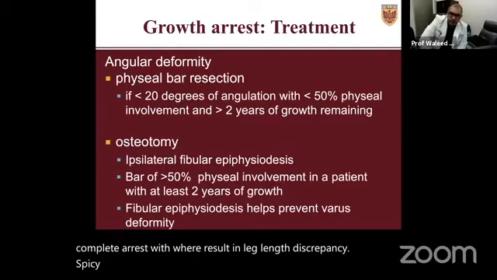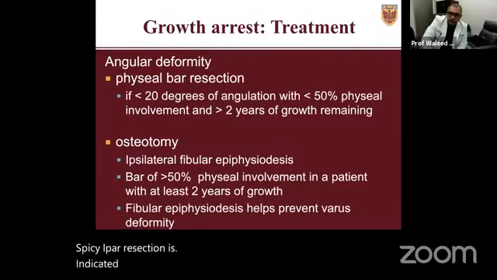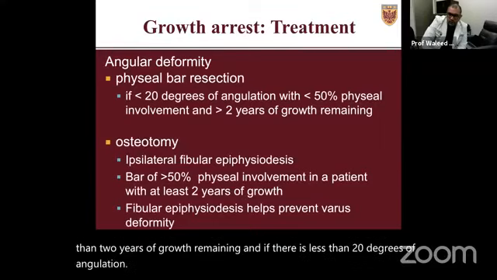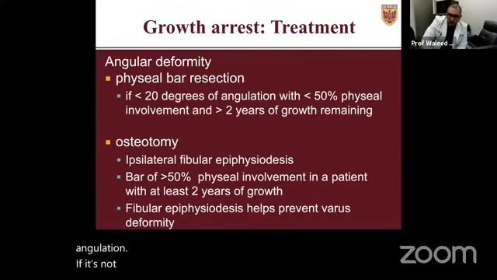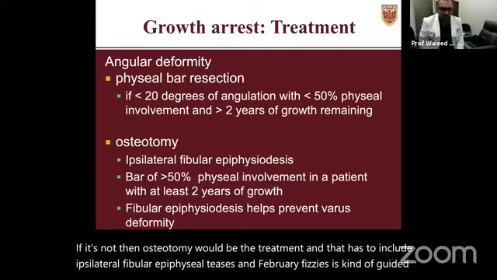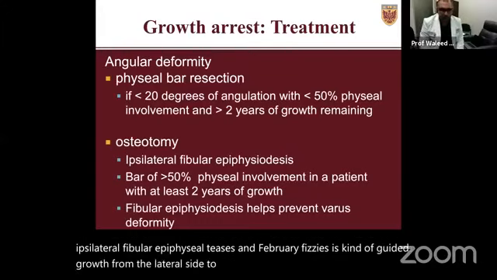Physeal bar resection is indicated if there is less than 50% of physeal involvement, and there is more than 2 years of growth remaining, and if there is less than 20 degrees of angulation. If not, then osteotomy will be the treatment, and that has to include ipsilateral fibular epiphysiodesis, and that fibular epiphysiodesis is kind of guided growth from the lateral side to help prevent the varus deformity.